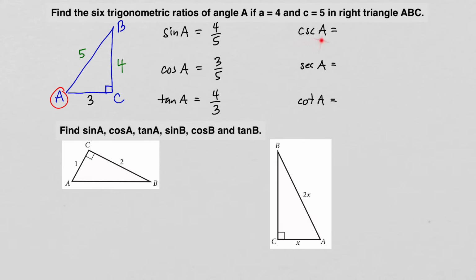Now to find cosecant, secant, and cotangent of angle A, all we need to do is take the reciprocal of the correct trig function. So cosecant is the reciprocal of sine, so that means it's 5 divided by 4. Secant is the reciprocal of cosine, which will be 5/3. And cotangent is the reciprocal of tangent, which means it will be 3/4.